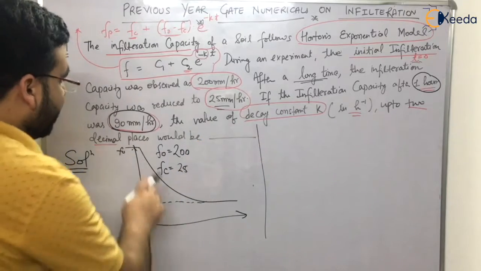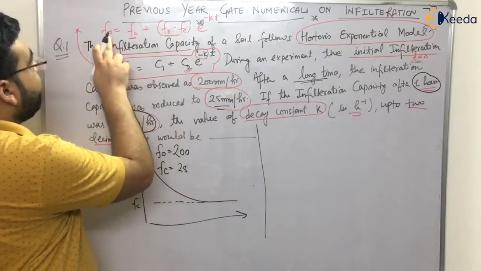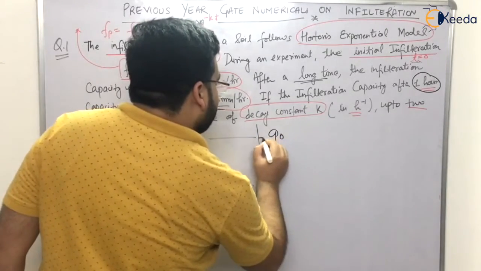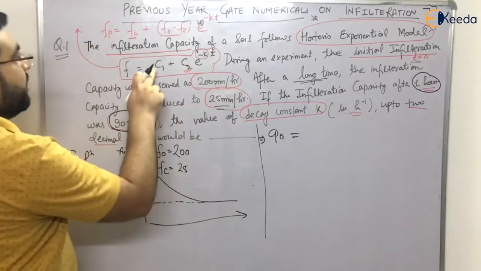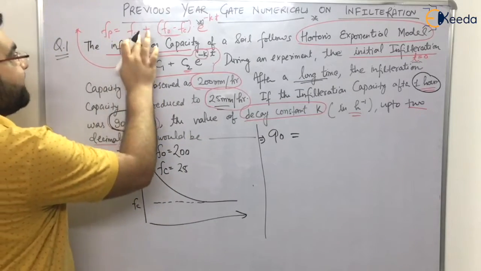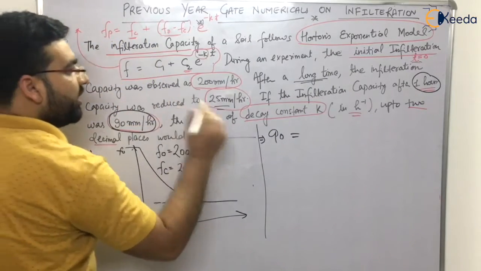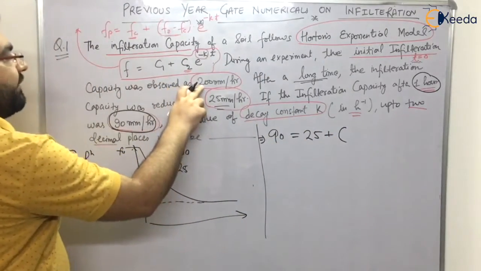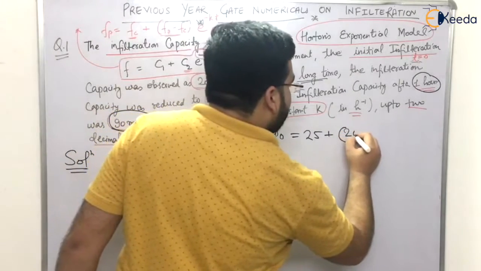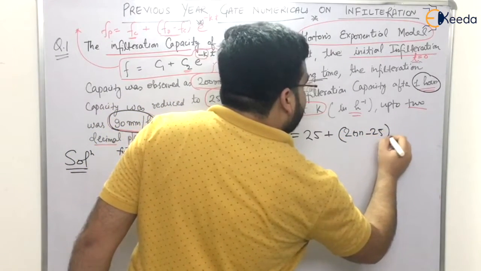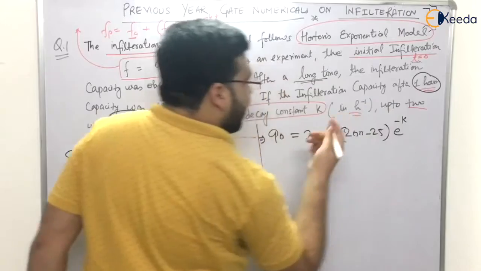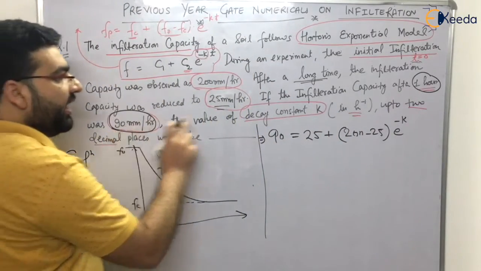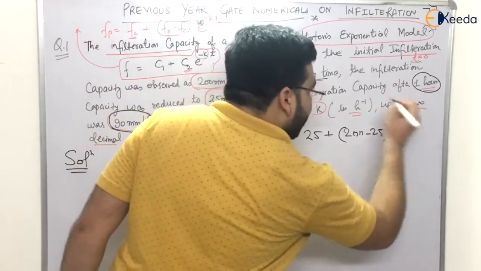Right? So FP, how much is FP? FP at any time t, that is 90. So 90 will be equal to F naught, FC, right? FC is the steady state. How much is steady state? 25, plus F naught minus FC, 200 minus 25, e raised to the power minus k, which I don't know, into t. How much is time t? This 90 mm per hour is at time t equals 1 hour.